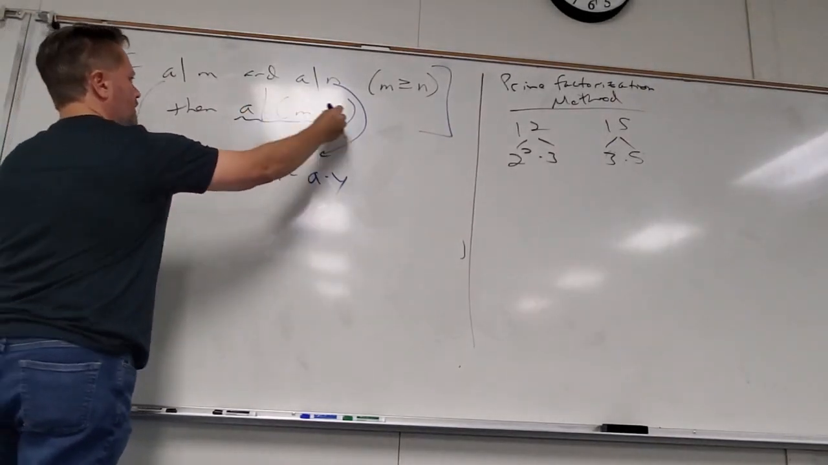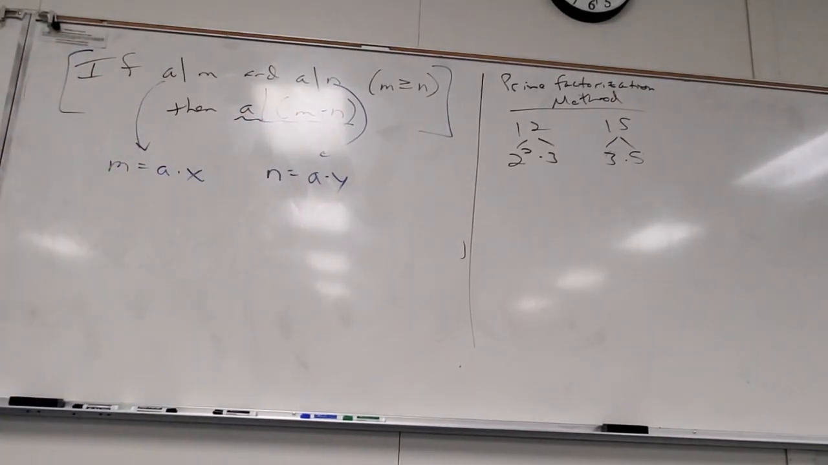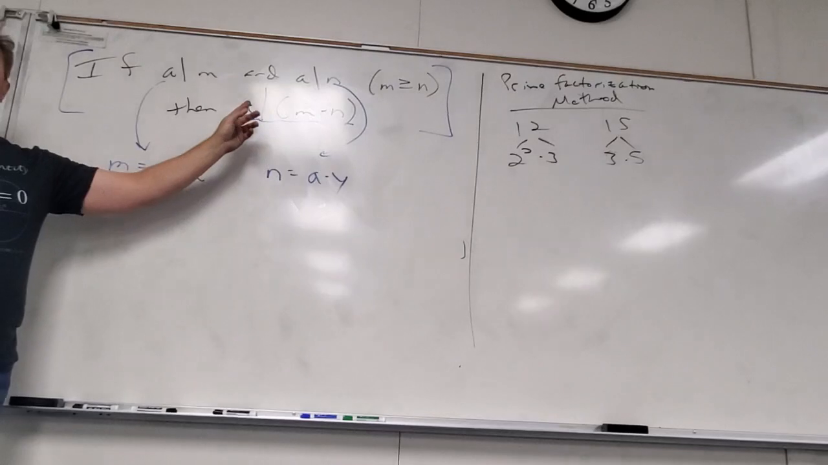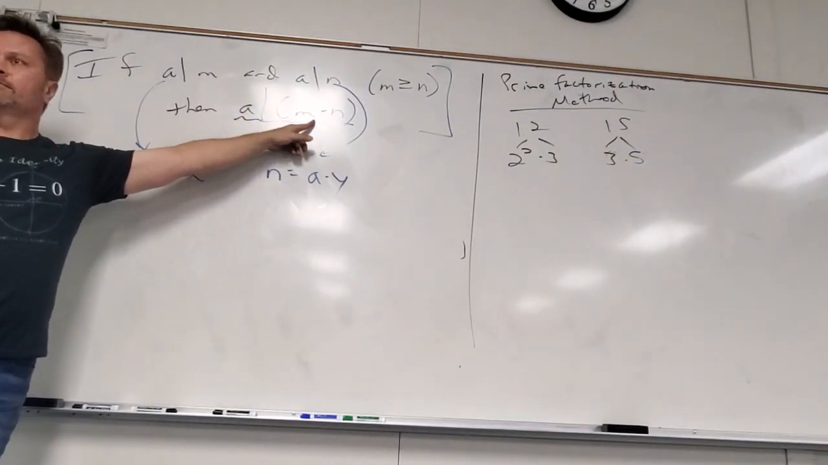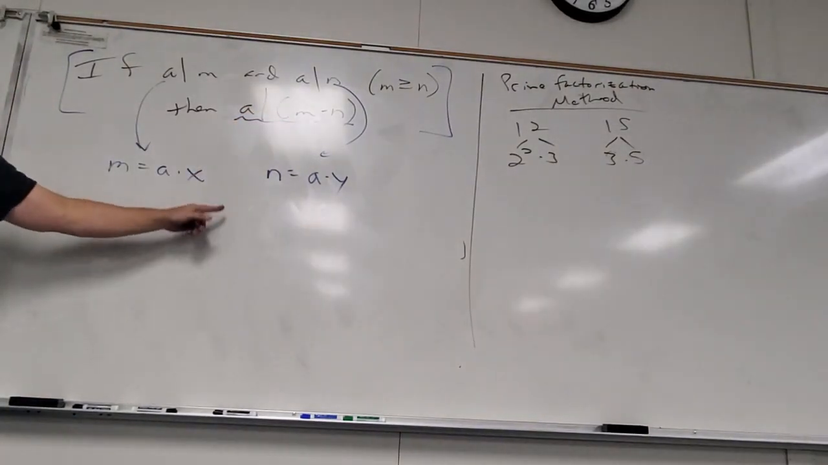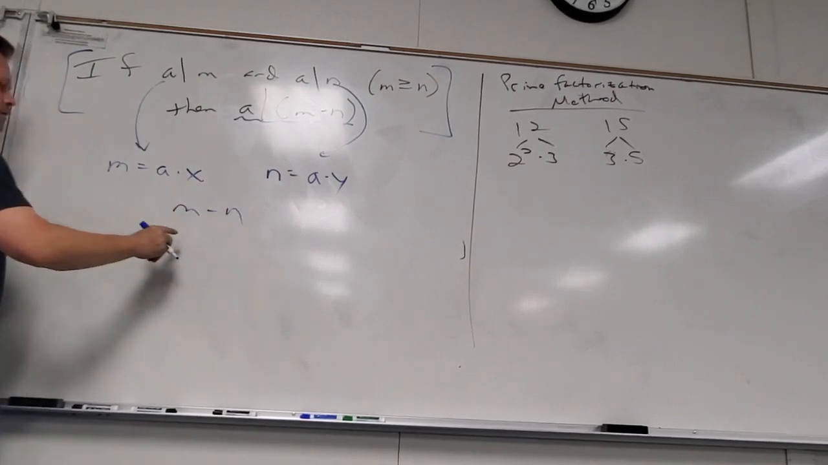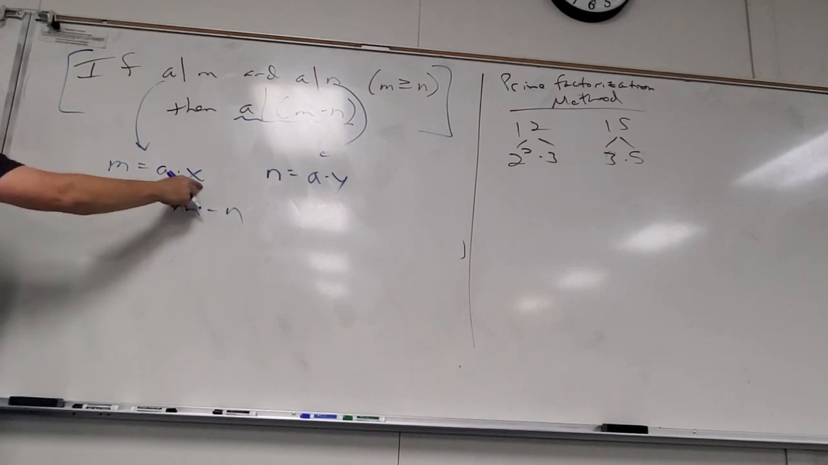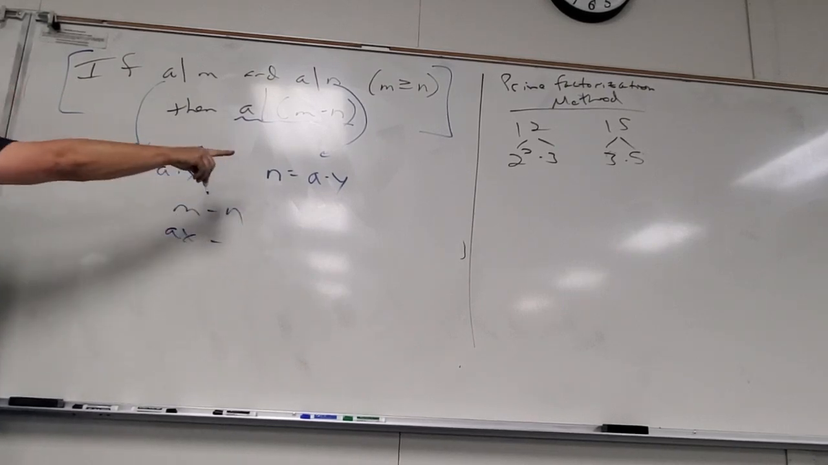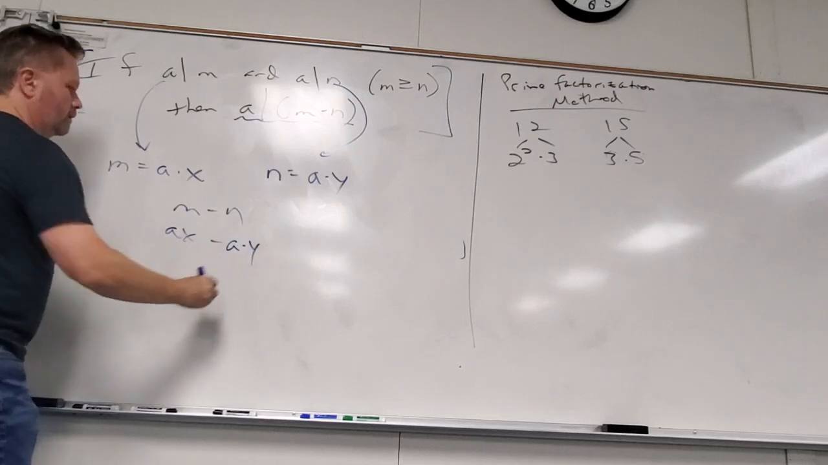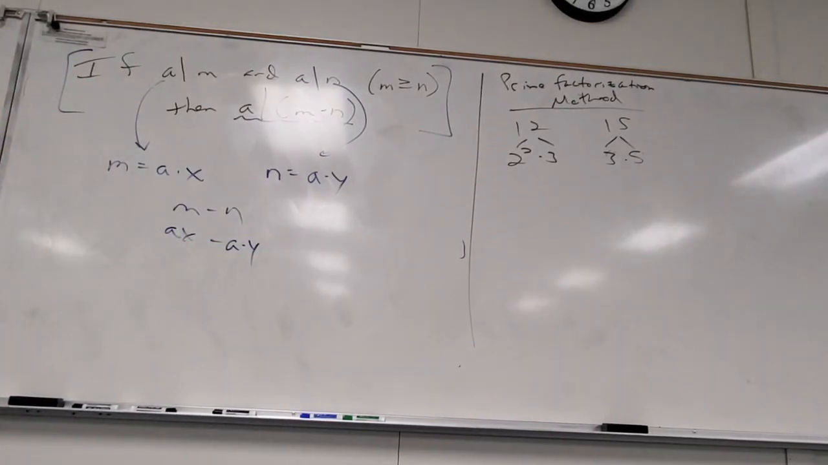So now, how do I investigate this? In order to investigate that, what do I need to create? What's the number that says a divides into? The answer is not 7. Just what does it say a divides into? M minus n. So can we calculate what m minus n is? What's m? Ax. What's n? A times y. Does a divide that?